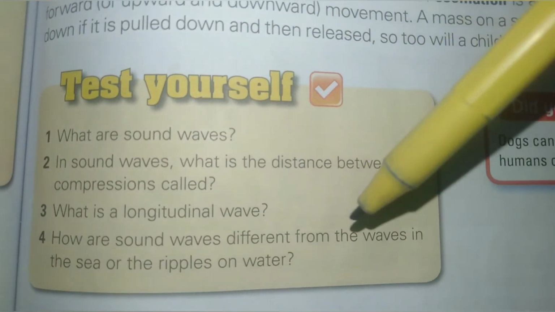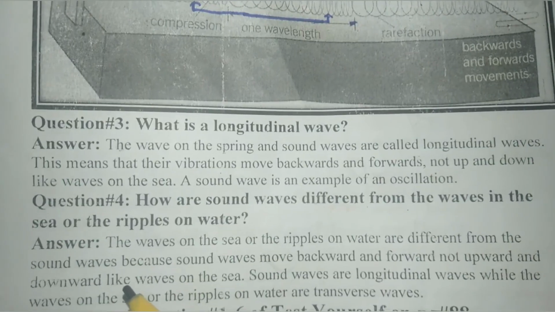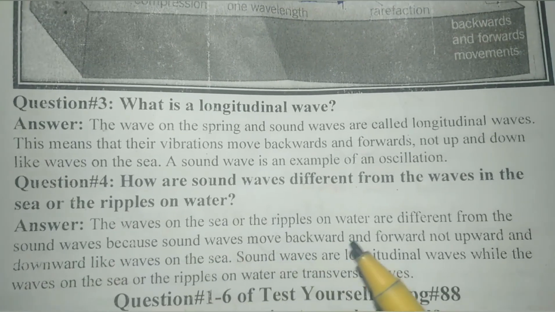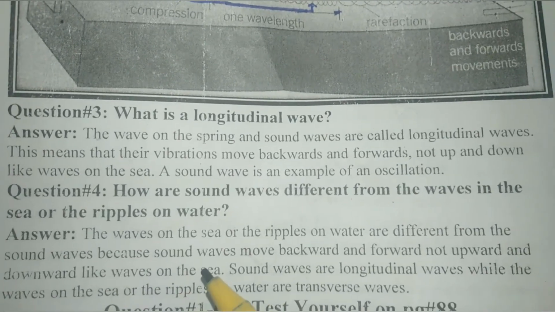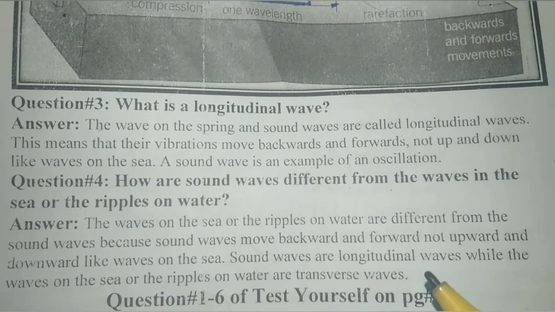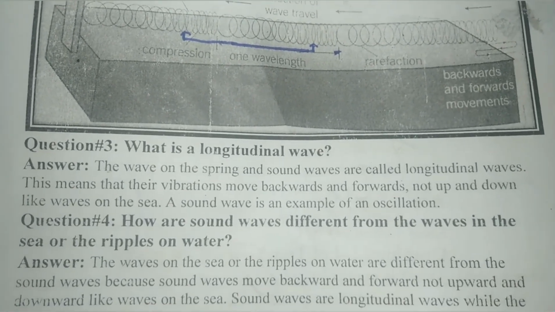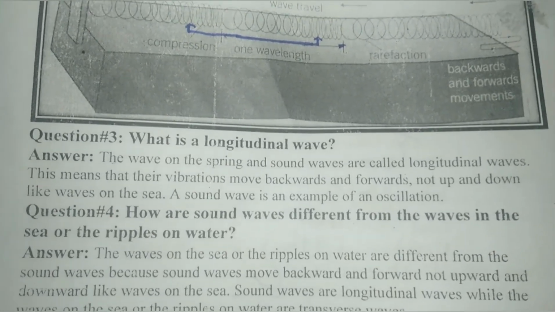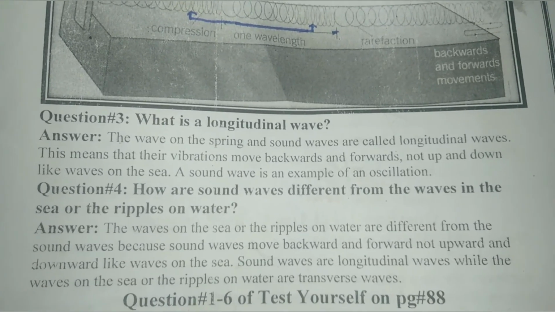Question number 4. How are sound waves different from the waves in the sea or the ripples on water? The answer is, the waves on the sea or the ripples on water are different from sound waves because sound waves move backward and forward, not upward and downward like the waves on the sea. Sound waves are longitudinal waves, while the waves on the sea or the ripples on water are transverse waves.